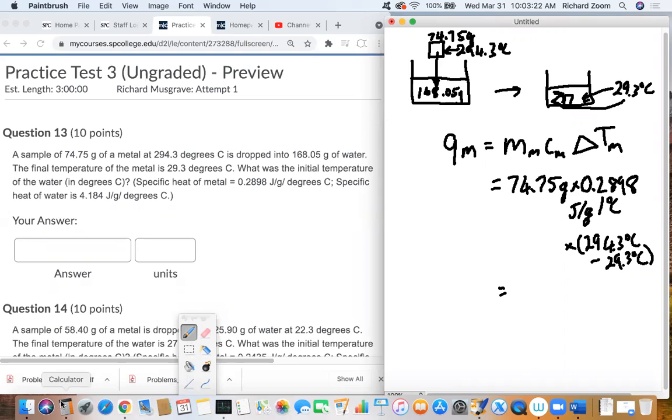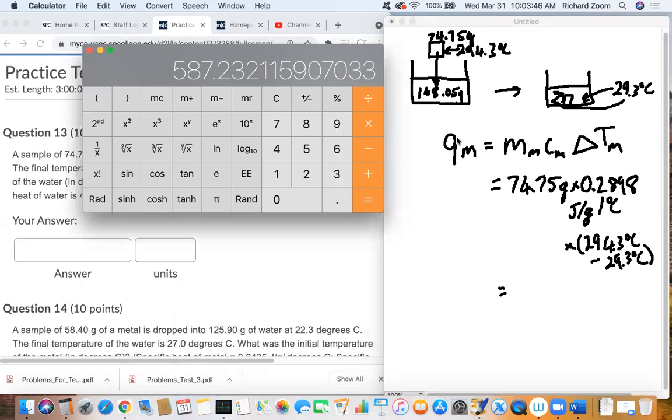Wait, wouldn't it be final temp minus the original temp? It really doesn't matter, because I'm not really that worried about the signs here. You could do it that way, and then it would be a negative Qm and positive Qw. That's fine. I'm not stopping you from doing it that way. What I'm saying is it doesn't really matter that much.